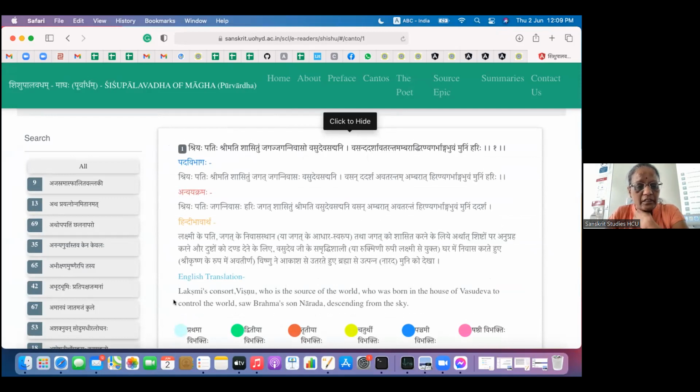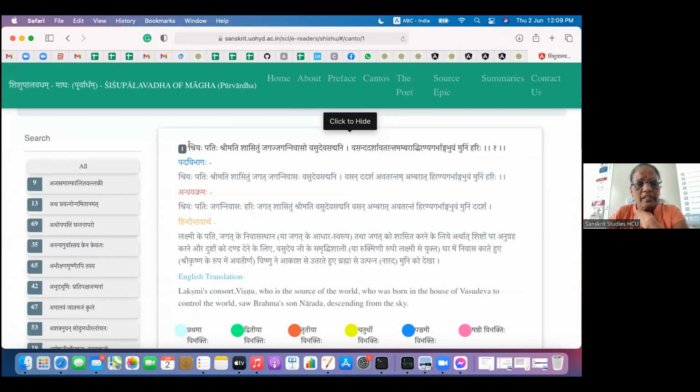The meaning is: Lakshmi's consort Vishnu, who is the source of the world, who was born in the house of Vasudeva to control the world, saw Brahma's son Narada descending from the sky.